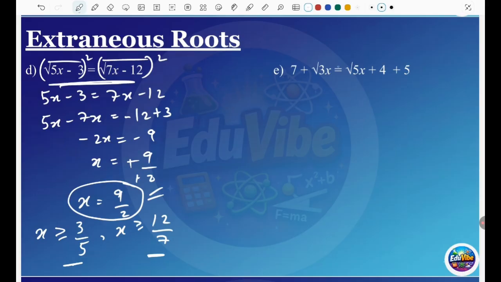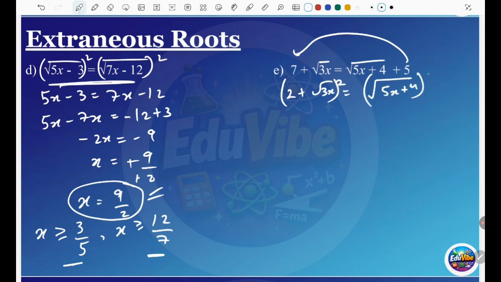For the next one, you have 7 plus root 3s equals root 5s plus 4 plus 5. Both things are in the same form. But if you move 5 over there, 7 minus 5 is 2. So you get 2 plus root 3s. You put the squaring on both sides now. Squaring on both sides, you will get 4 plus 4 root 3s plus 3s.